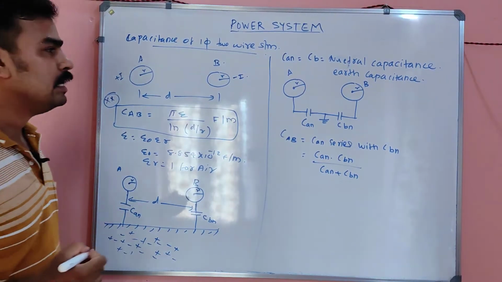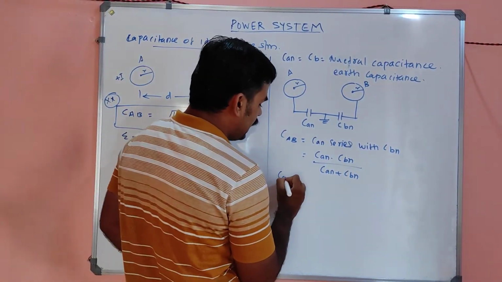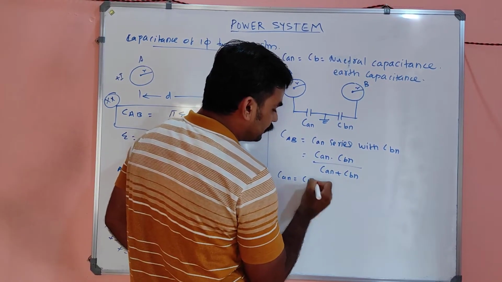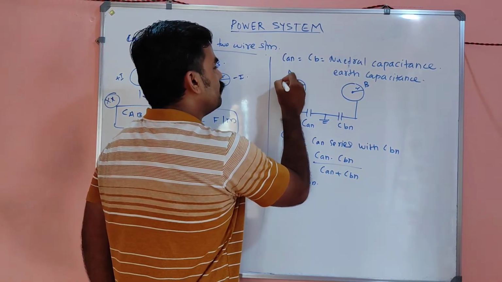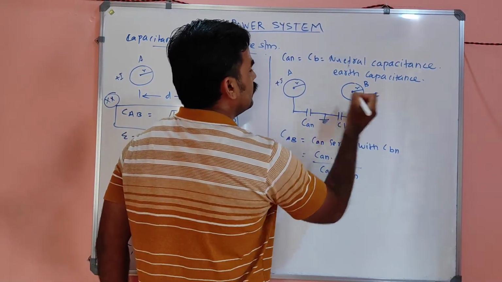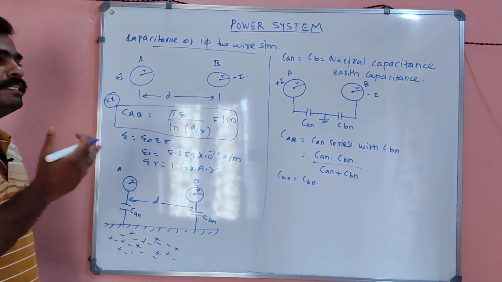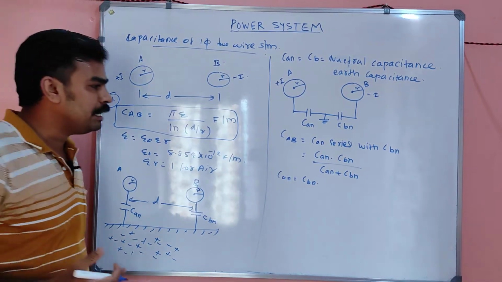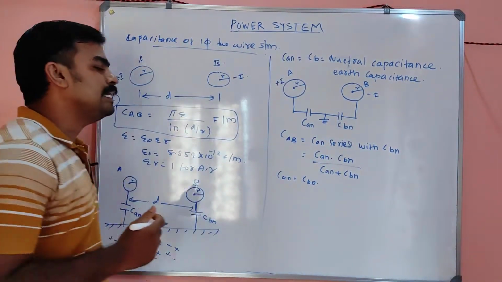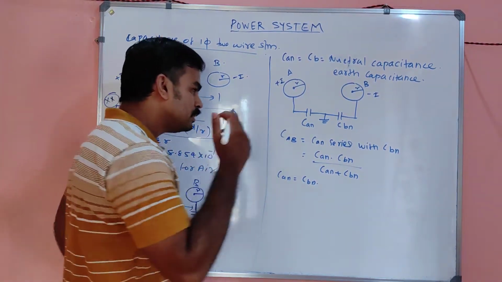Here a very interesting fact you have to note: CAN will be equal to CBN, because this is just plus I and this is just minus I. Both have the same current but in opposite direction. So the magnitude of the capacitance will be the same. So we can say that CAN will be exactly equal to CBN.